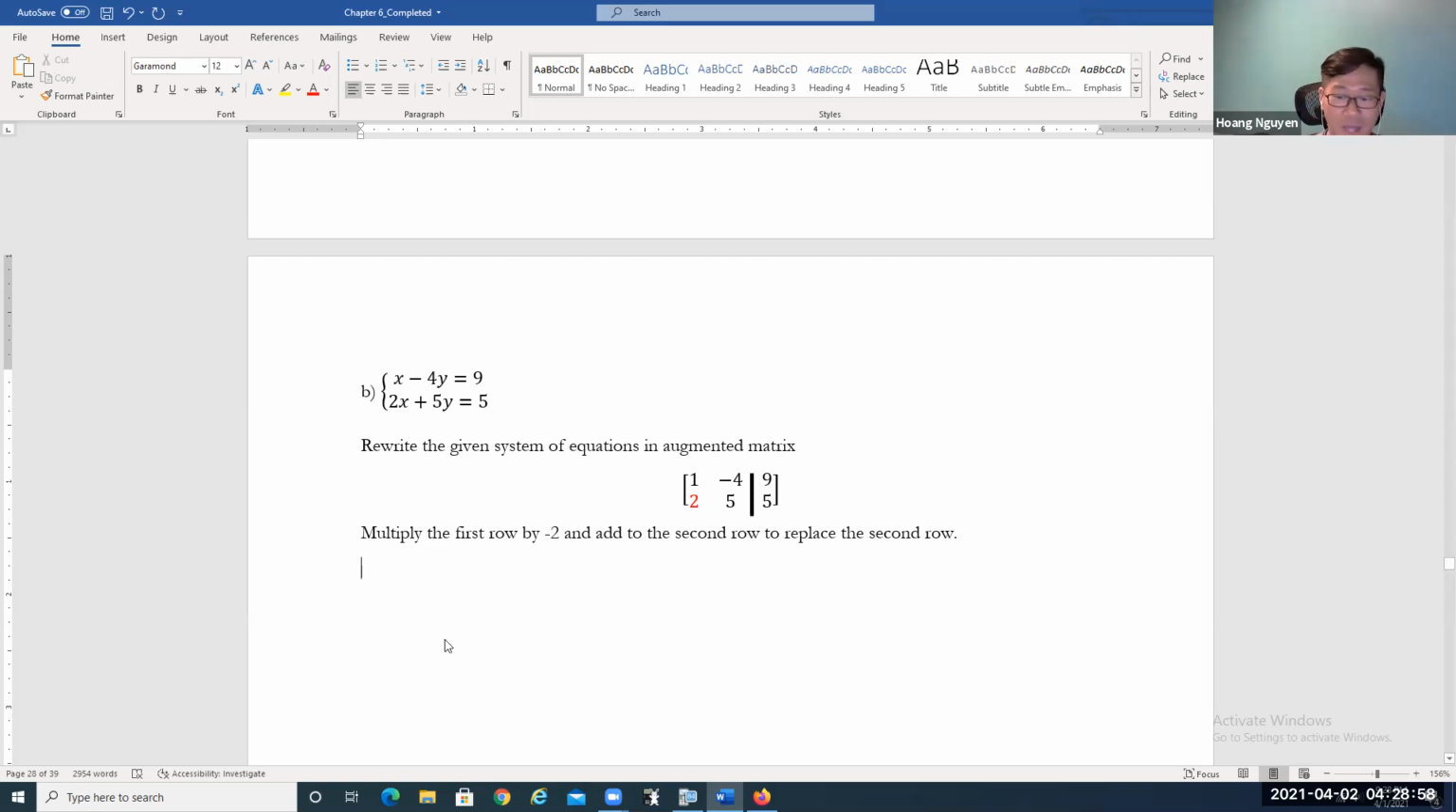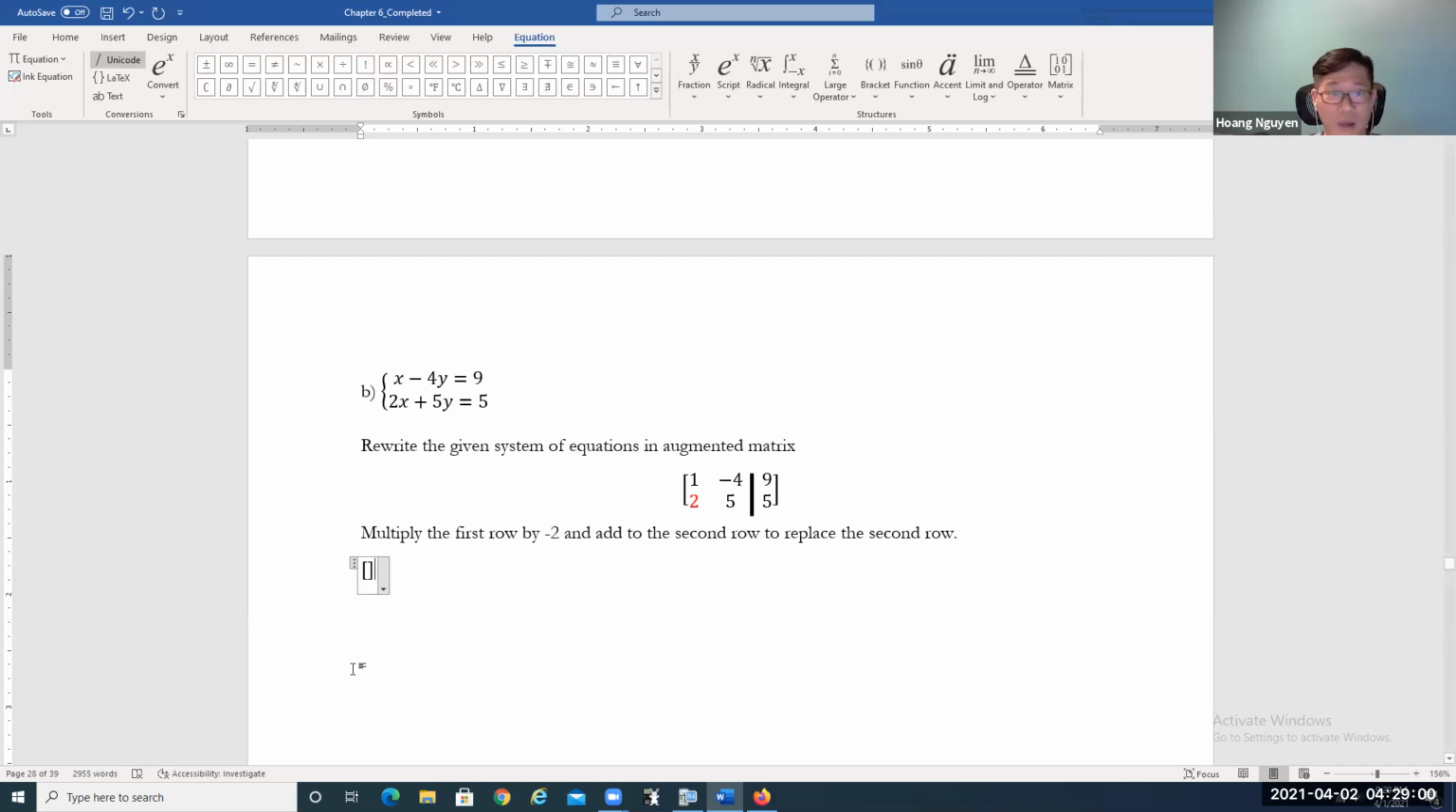Okay, so based on that, you can know which row will be affected and which row I will keep. Because I said that I multiply the first row by -2 and add it to the second row to replace the second row, I only change the second row. The first row, I will copy: 1, -4, 9.